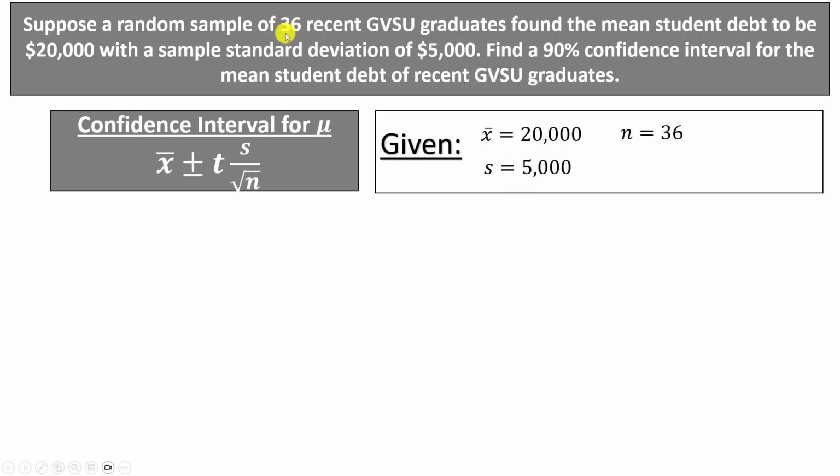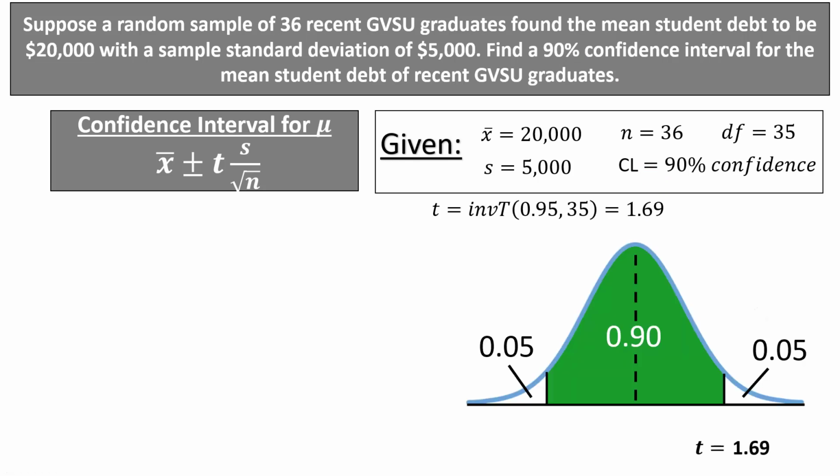The sample size is 36, which we represent by n. We're also going to need the degrees of freedom, which we know are n minus 1, or 35. Finally, we are given that the confidence level is 90%, so we can write that down as well. From here, all we need to do is plug into the formula.